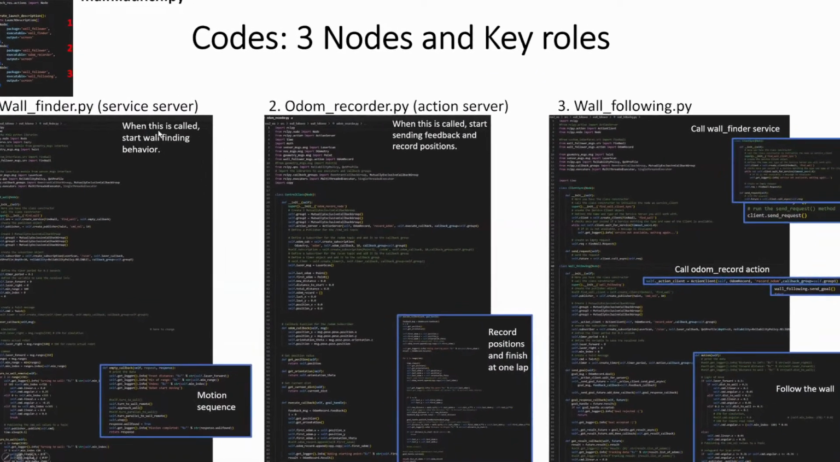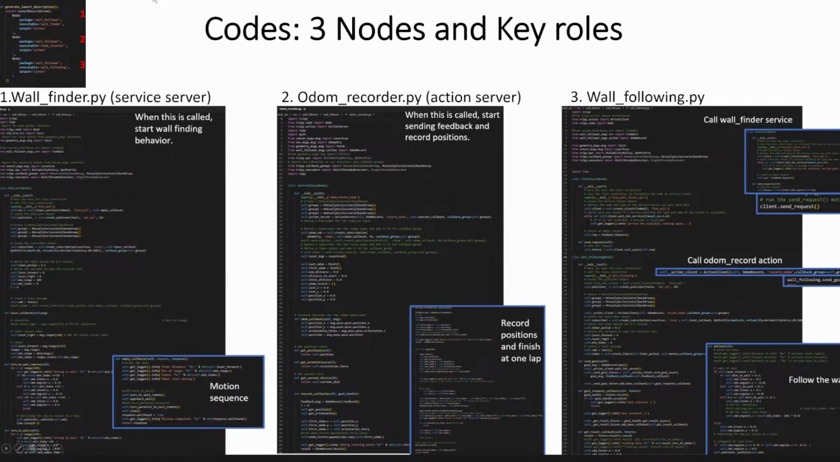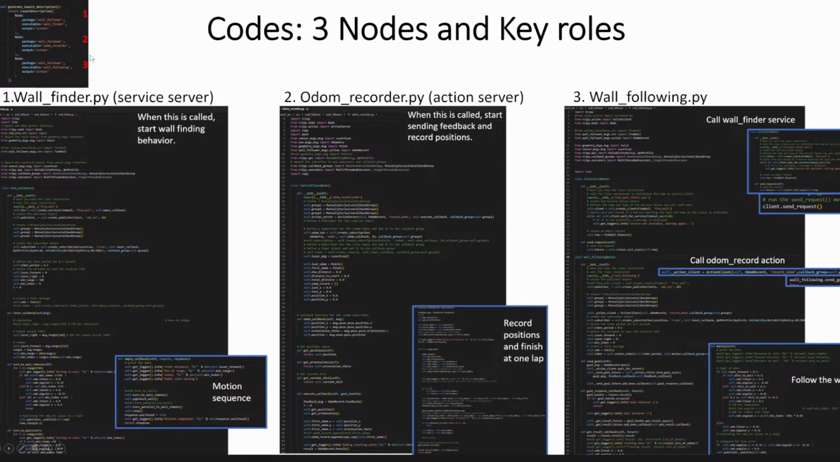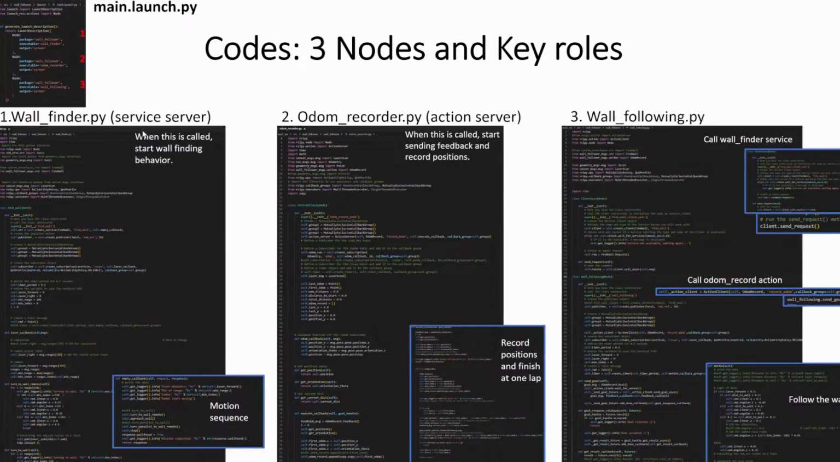So this is the main launch file I'm going to execute at the beginning, and it consists of three nodes. The first node is a wall finder service server node. The function of this server is that when it is called, it starts the wall finding behavior. You can see here the motion sequence: they look for the wall first and approach it, and then turn to be parallel to the wall. Maybe you cannot see the small letters now, but I can show you more detail when the robot moves.